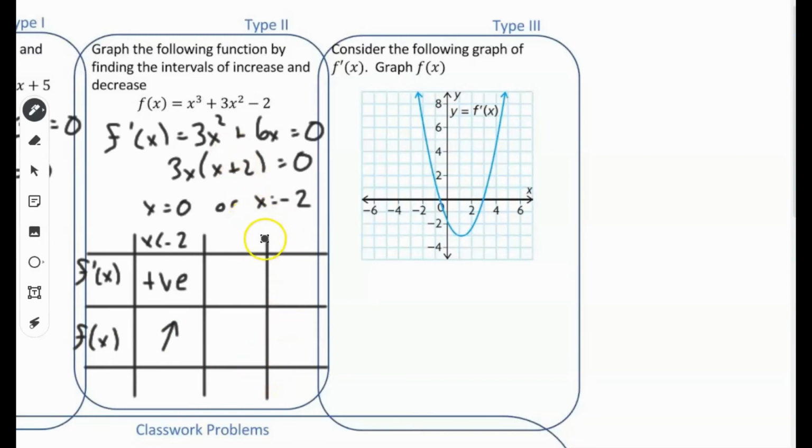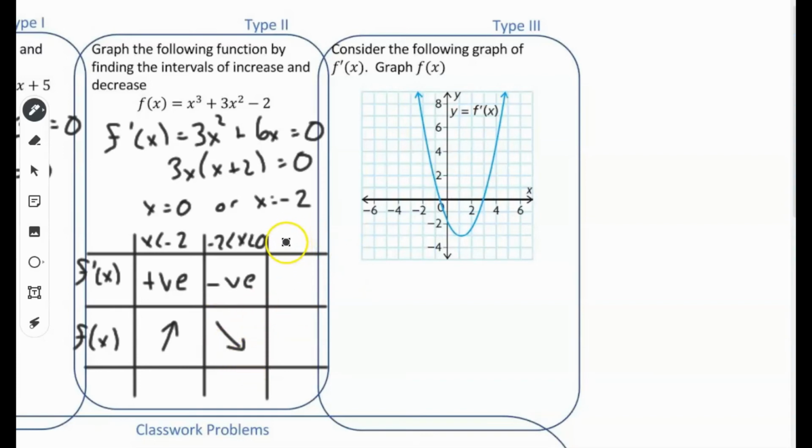Alright, now let's look at the other interval. The other interval would be between those two values. So when x is greater than -2 and less than 0, you can pick -1 if you like. That would make this 3x negative, but this x plus 2 would be positive, and a negative times a positive is going to give you a negative value. So we know this is going to be negative, and therefore the function here is decreasing.